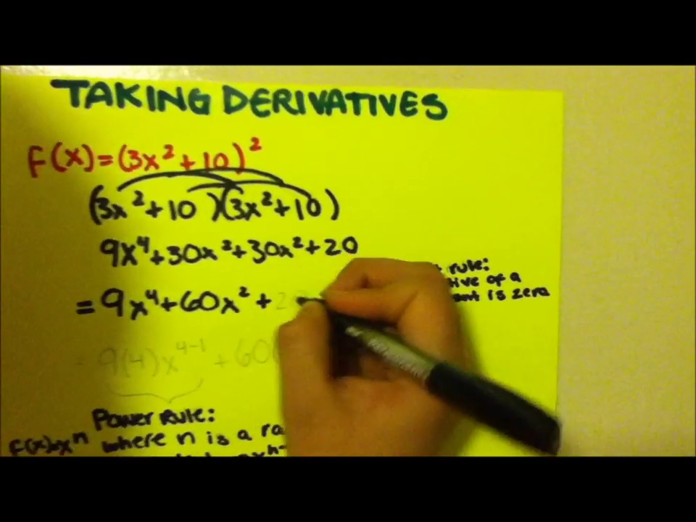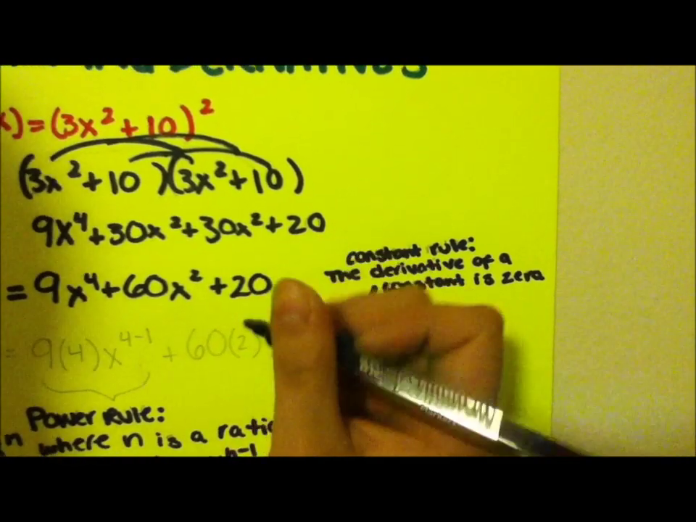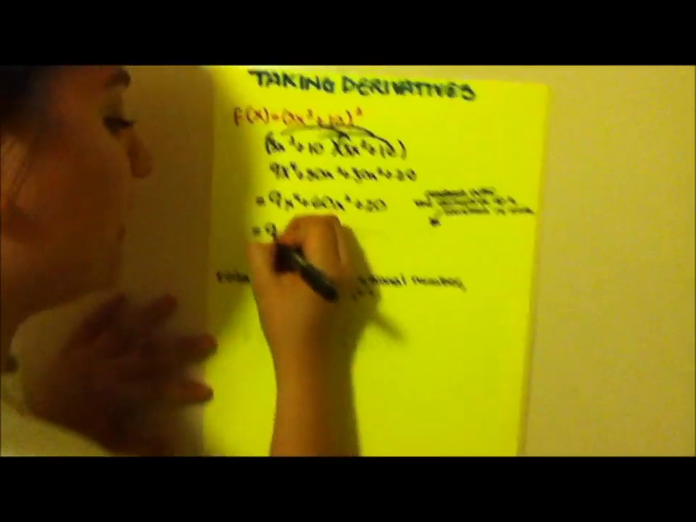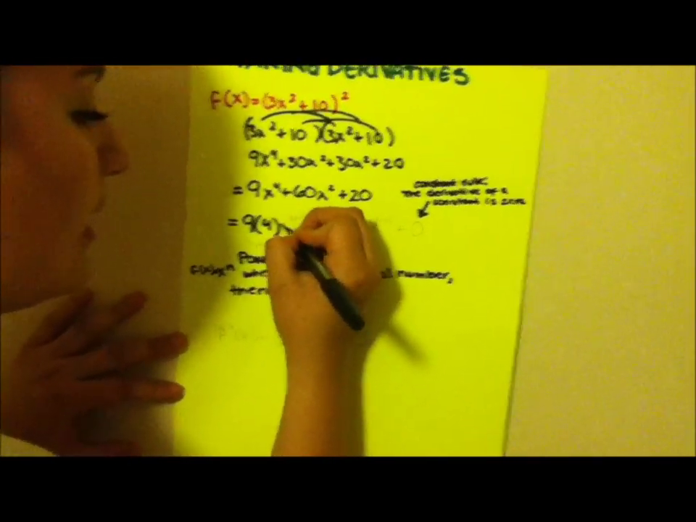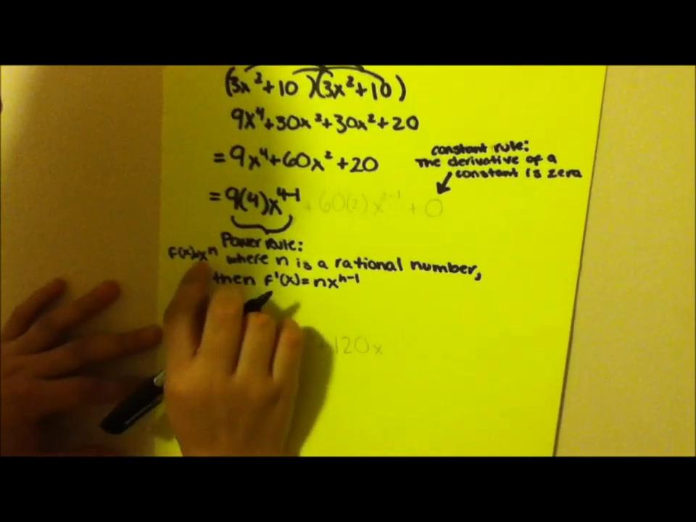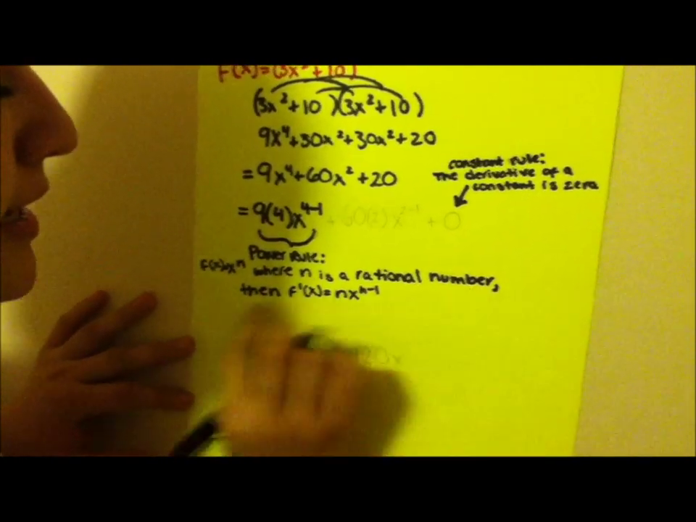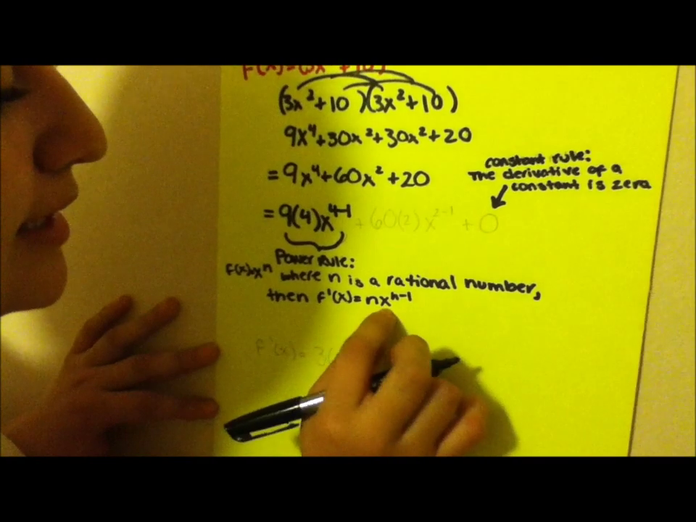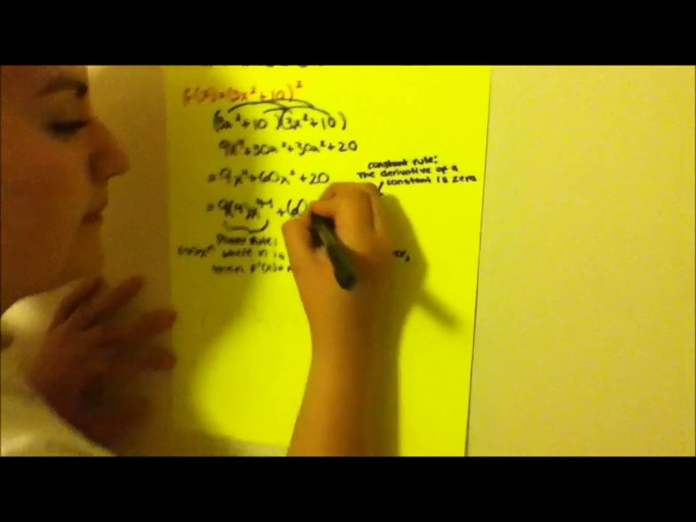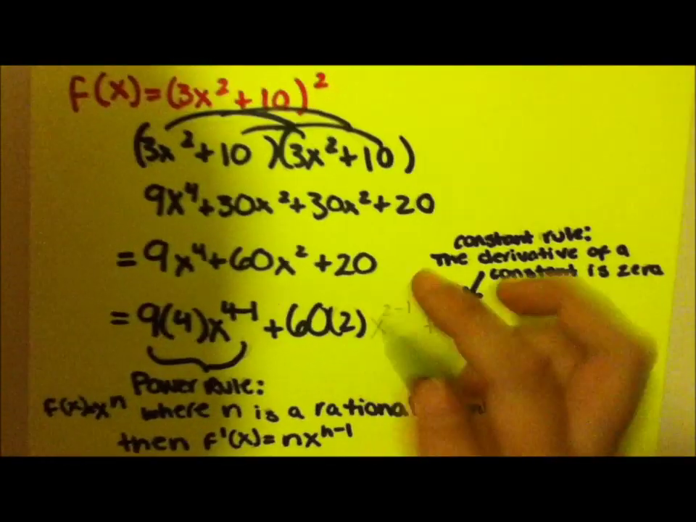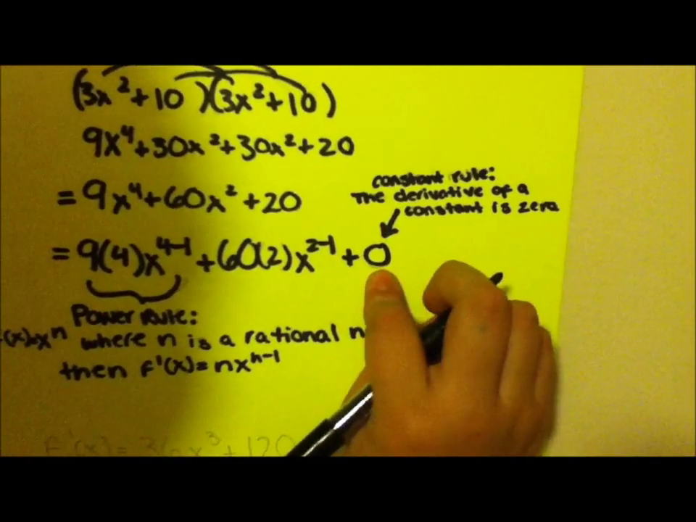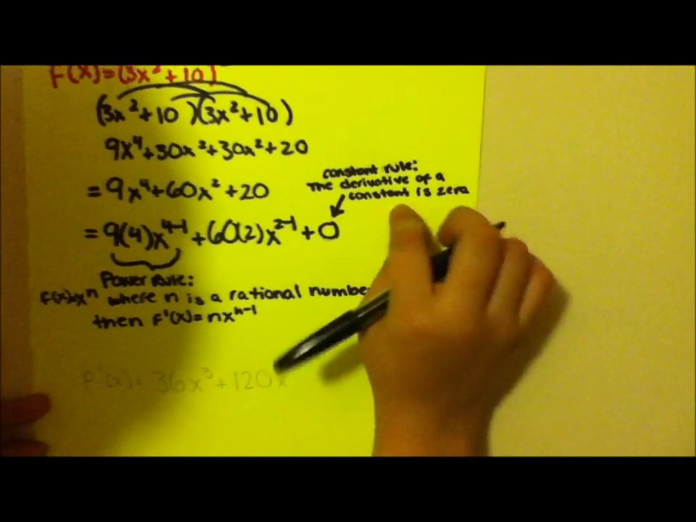So then it equals 9 times 4 x to the 4 minus 1, because we have our power rule. f of x equals x to the n, where n is a rational number, then the derivative of f of x equals n times x to the n minus 1. We do the same thing over here, times 2, because our number is 2, x to the 2 minus 1, plus 0. The 20 converts to a 0 because of the constant rule. The derivative of a constant is 0.